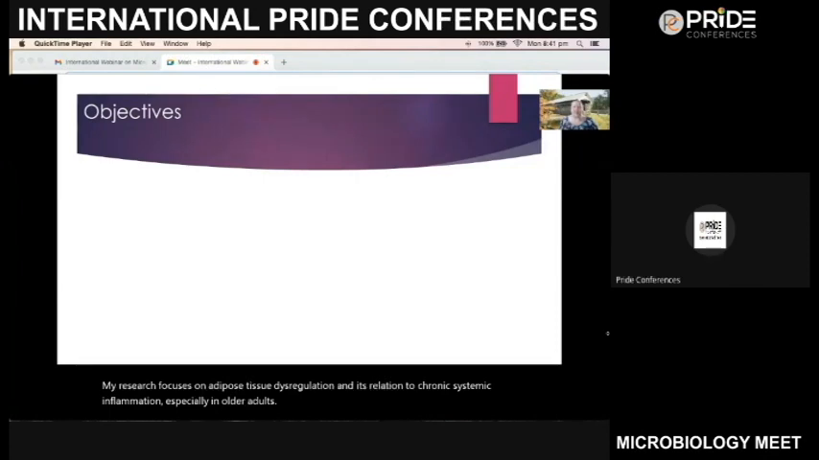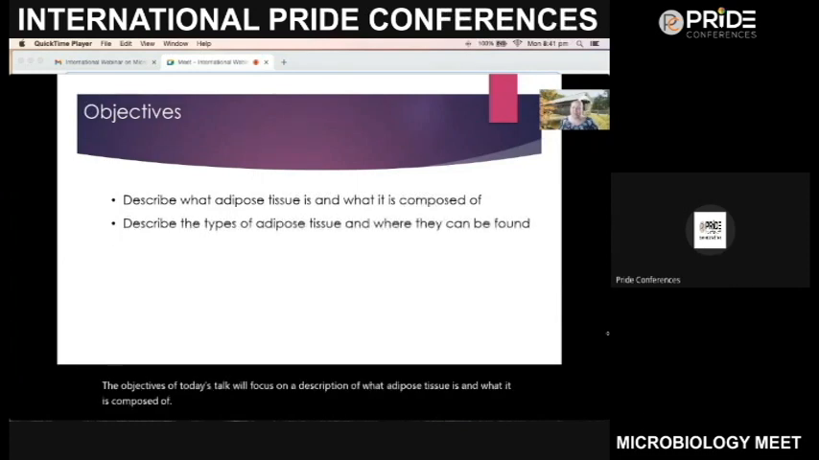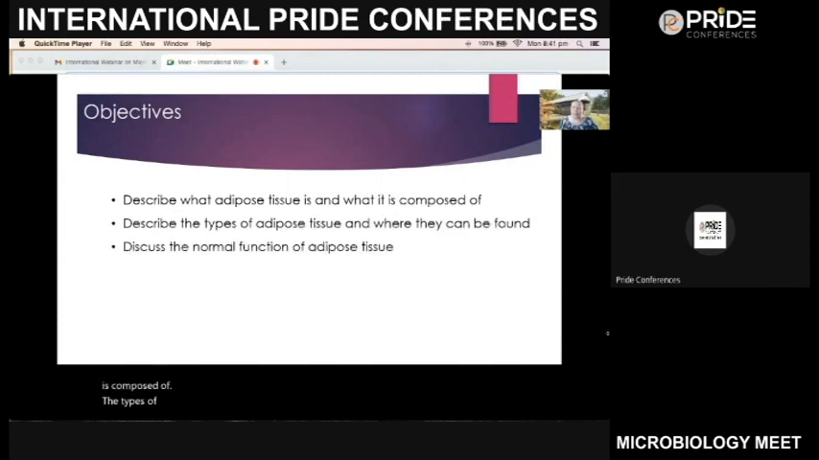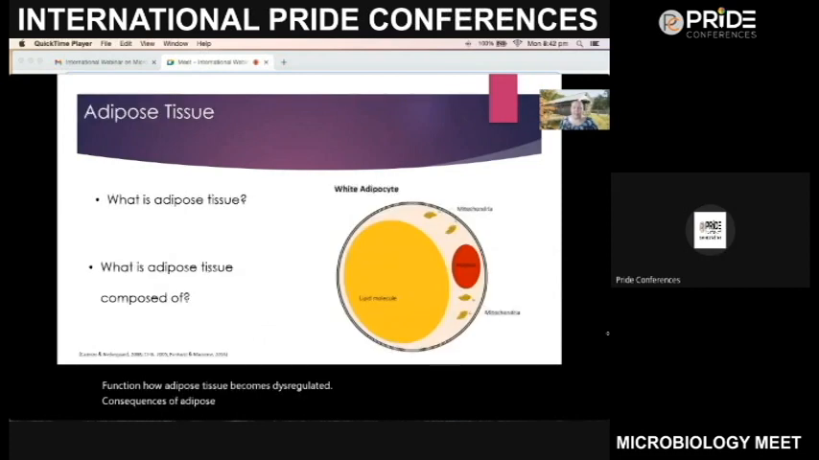The objectives of today's talk will focus on a description of what adipose tissue is and what it is composed of, the types of adipose tissue and where they can be found, normal adipose tissue function, how adipose tissue becomes dysregulated, consequences of adipose tissue dysregulation, and future directions for research.